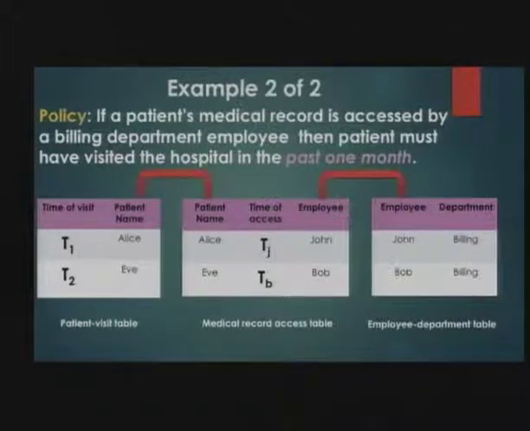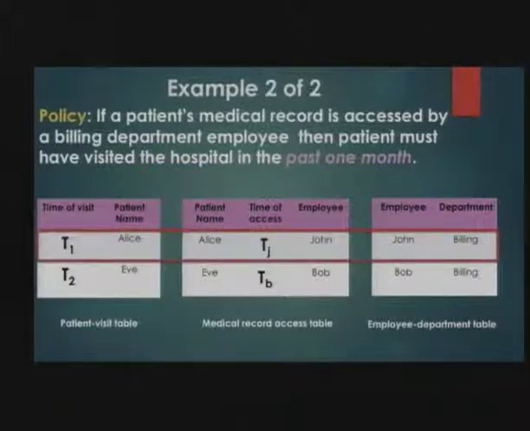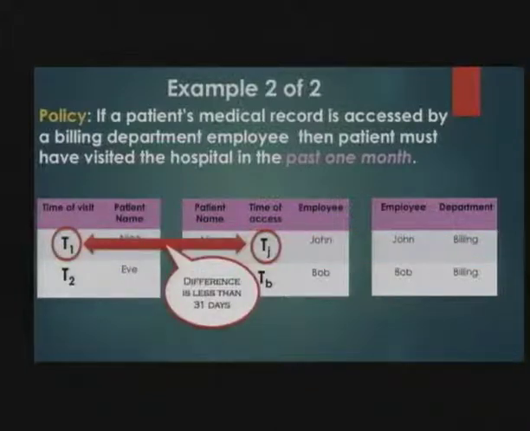So we take two joins of these three tables. Now say we got a row that satisfies the condition of the join. What we additionally want to check is that the two times' difference is less than 31 days, right? So that's the additional information. We have to be able to compare two times.